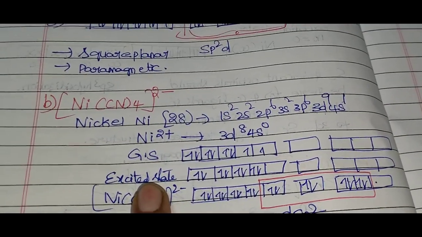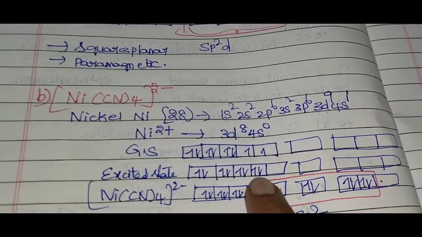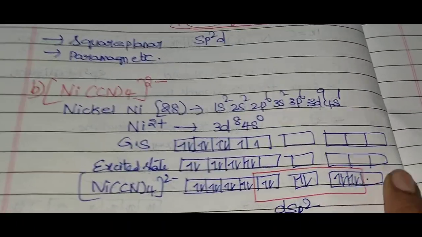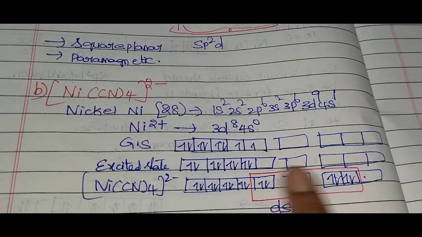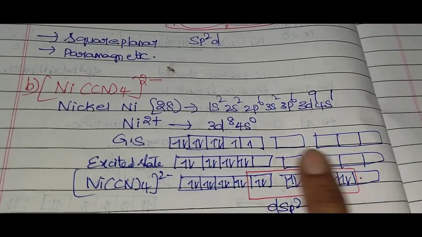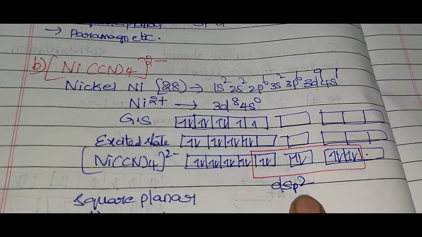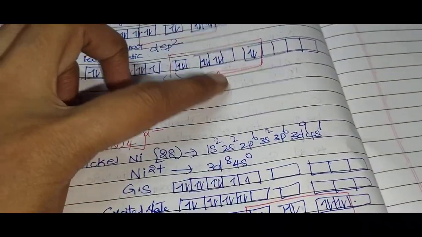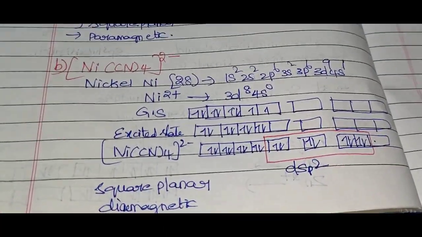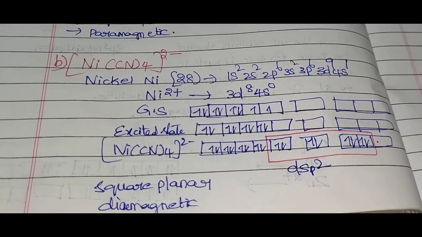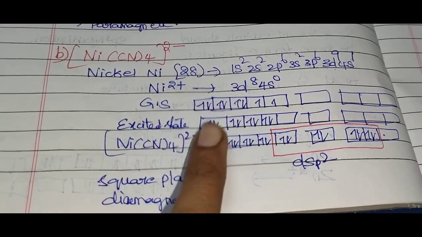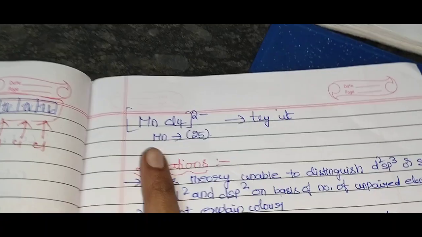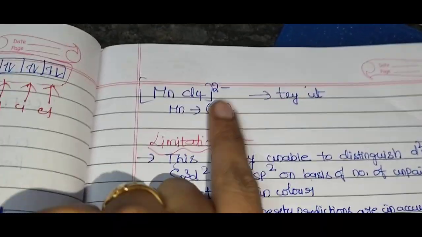So in the excited state what happens, this electron will come up and pair here, so we'll get a vacant orbital. So 1 2 3 4 5, in that 4 will be used, so dsp2. So because of dsp2, it is a square planar structure, and also it is diamagnetic because it is all paired. So now one more example, manganese MnCl4 2 minus.